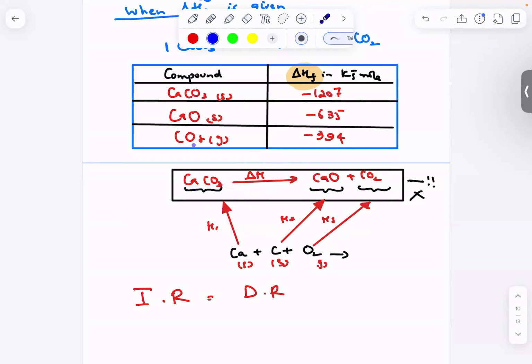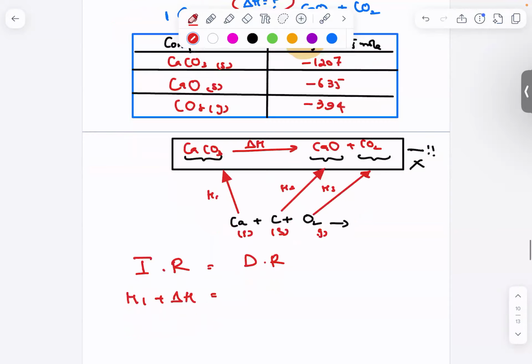And as I told you earlier, because we have a coefficient 1 here, there is no need to multiply H1 by any number. There is a coefficient 1 here, so there is no need to multiply this number. And there is a coefficient 1 here, so there is no need to multiply the number. So I will simply write the indirect route would be H1 plus delta H.